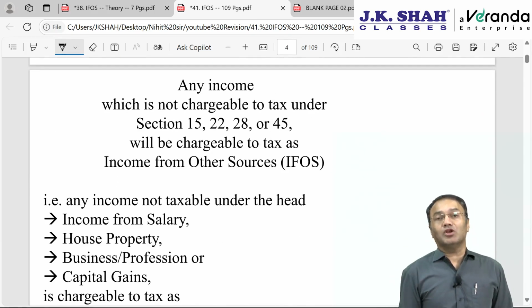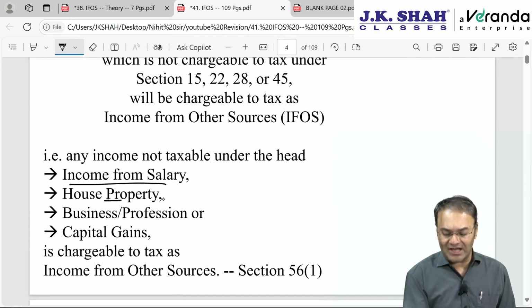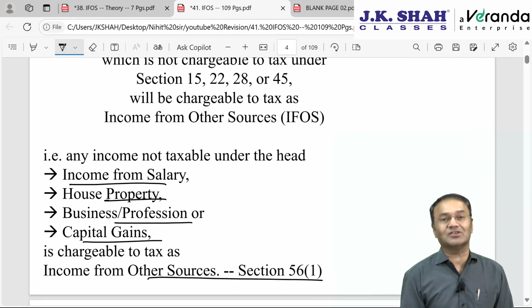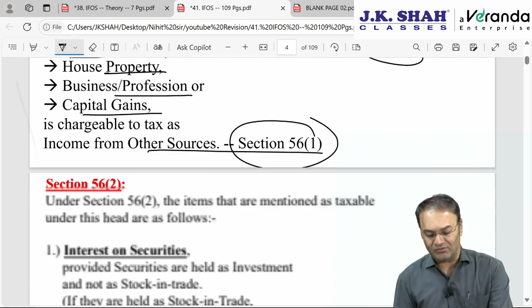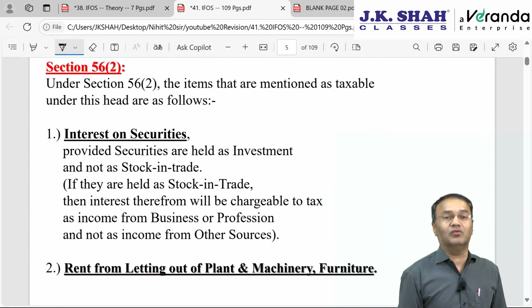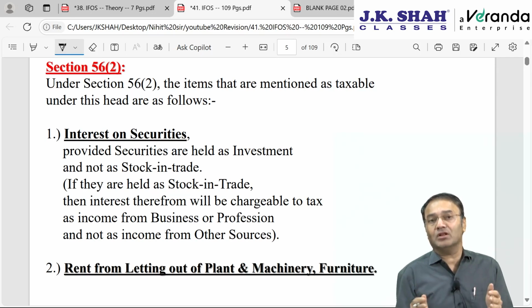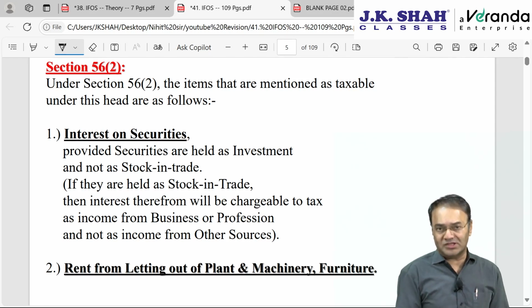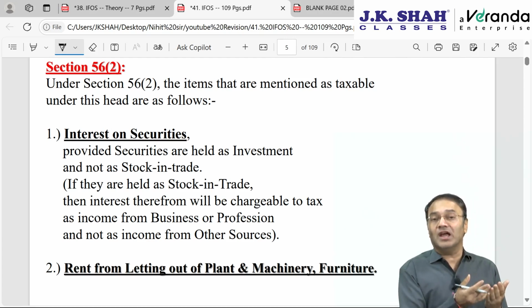Income which will be deemed to be income. Which incomes are taxable under this head? So this is the residuary head of income. Any income which is not taxable under the head salary, IFHP, PGBP, capital gain will be taxable under this head, 56(1). 56(1) and 56(2). Now 56(2) clarifies which all incomes will be taxable under this head. 56(2), the very first income, is in the nature of an example. But remember one fundamental thing, only those incomes will come under this head which are not taxable under other heads. Any income which is eligible to be taxed under another head will be given first priority.